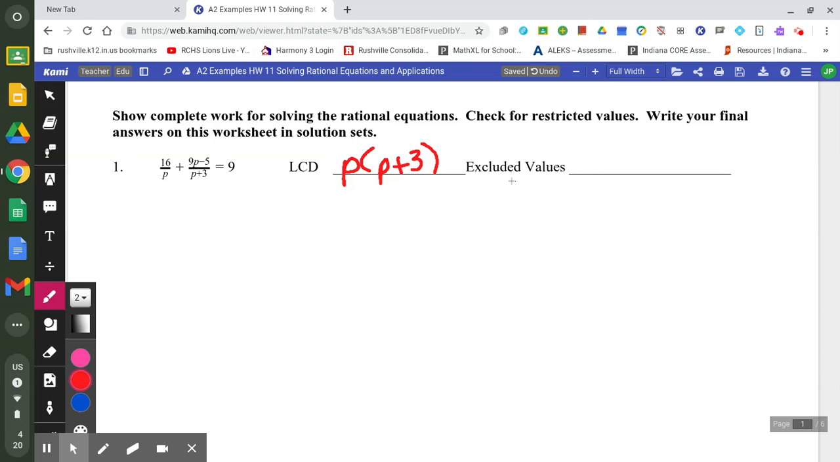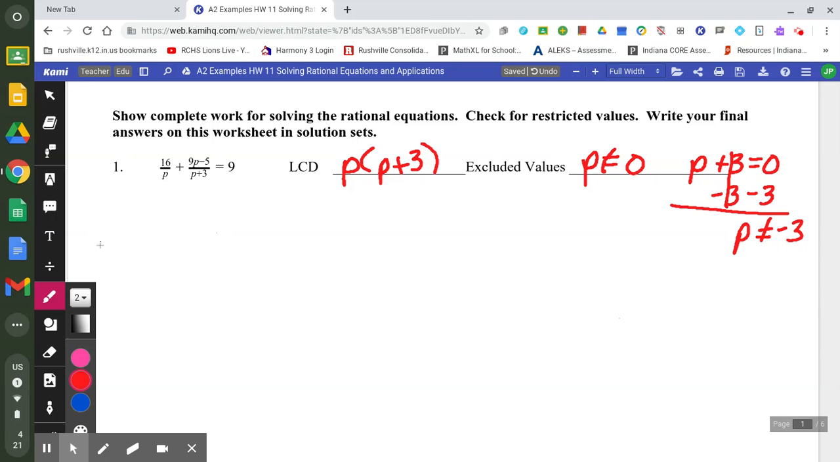My excluded values, I take any denominator that has a variable in it and set it equal to 0. So I have one denominator that is a variable, so p cannot be 0. Then I have another denominator that has a variable in it. So I set p plus 3 equal to 0 and solve. And so p cannot be 0 and it cannot be negative 3.